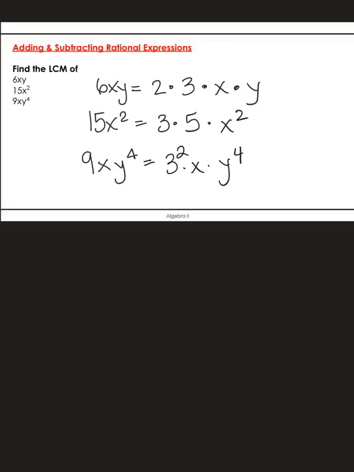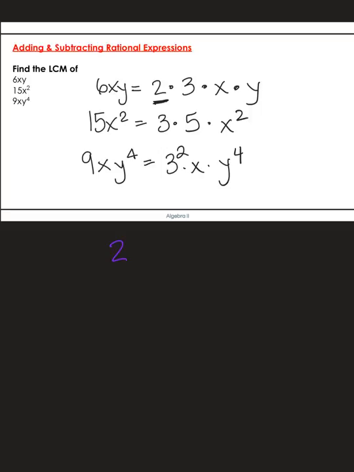Now that I have it factored out, my instructions say I need to find the product of the highest value of each factor. So looking at all of these, I need to find the highest value of each factor. I'm going to start with the 2. I have a 2 here. Do I have a 2 anywhere else? No, I do not. So I'm going to put a 2 down here at the bottom.